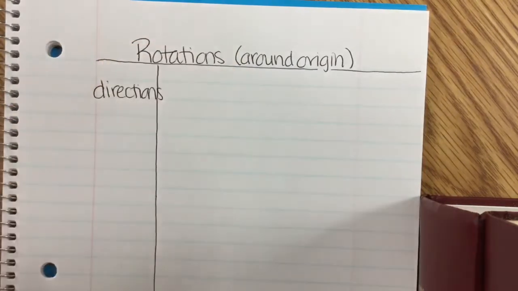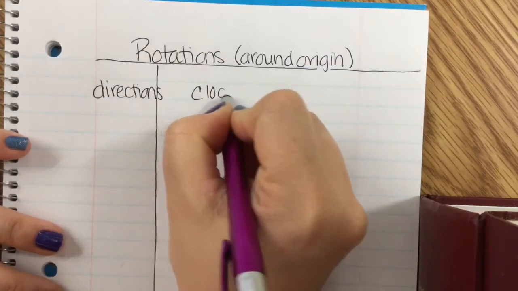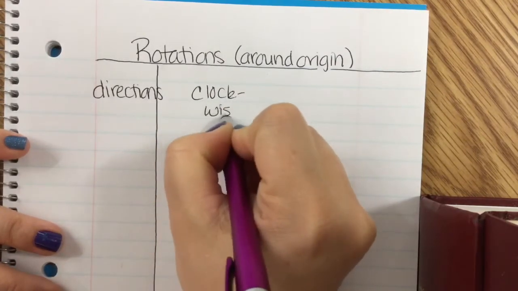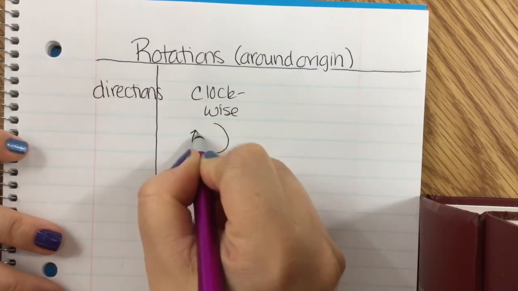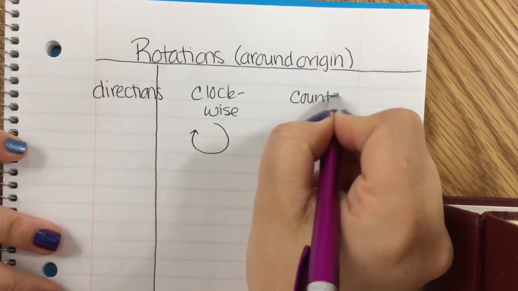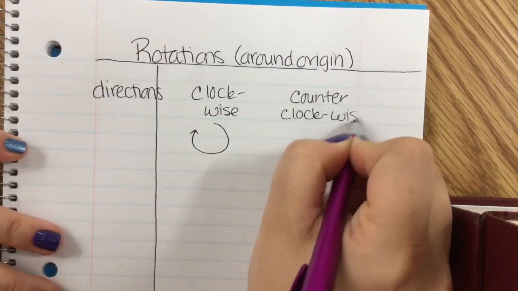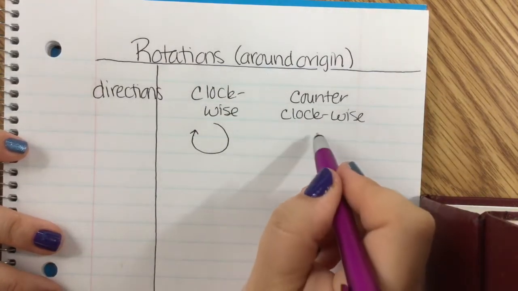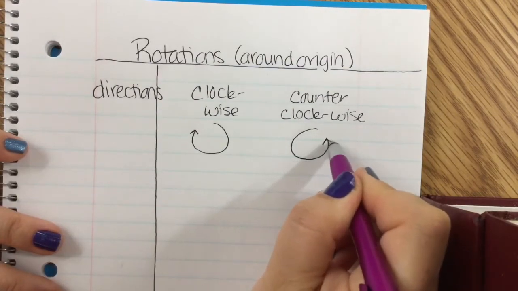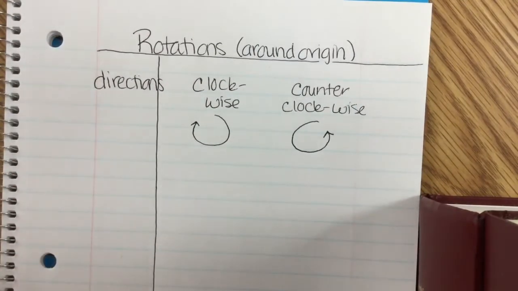All right, so first we're going to look at directions, because it's going to give you 2 directions: clockwise and counterclockwise. Clockwise means it goes with the clock, so it's going to be turning in this direction. Counterclockwise means it goes against the clock, so it's going to be going in the other direction. Just keep that in mind as you are doing these problems, because when you're looking at your final result, it should look like it went in the correct direction.